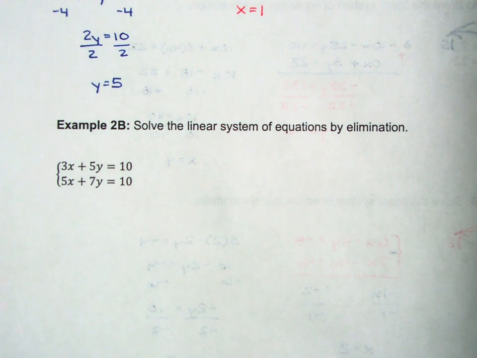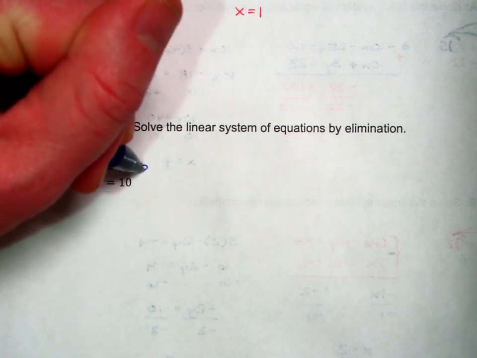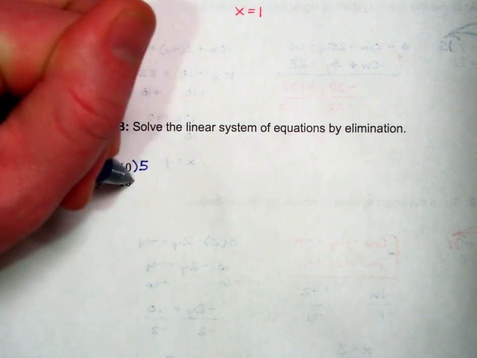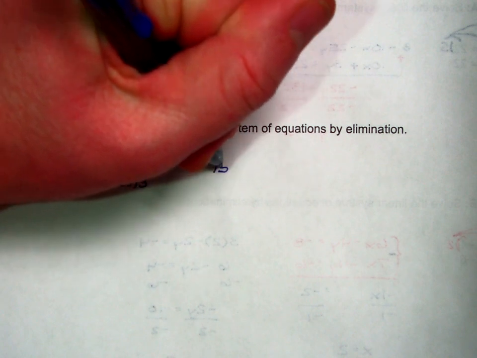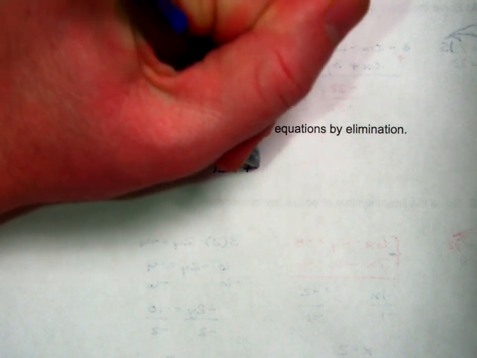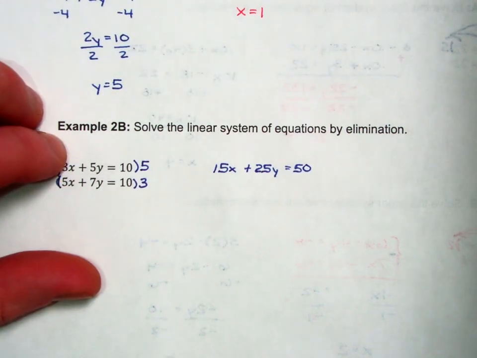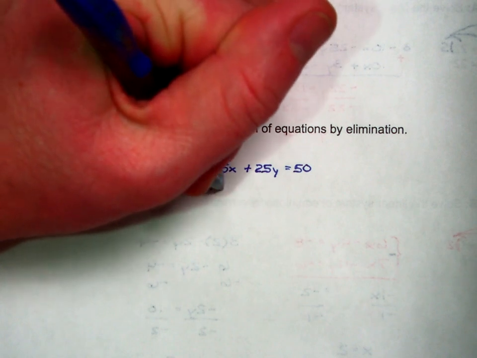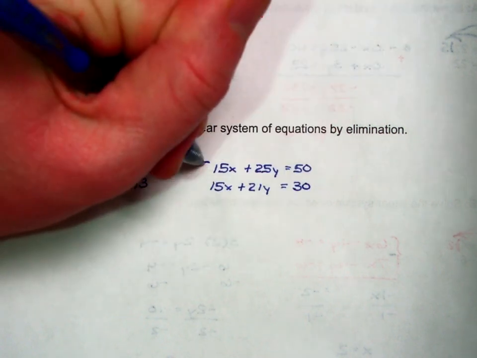All right, I'm going to go ahead and choose to get my x's to be the same. So I'm going to multiply the first one by 5 and the second one by 3. And when I do that, I'm now going to have 15x plus 25y is equal to 50. And for my second equation, we're going to have 15x plus 21y is equal to 30.